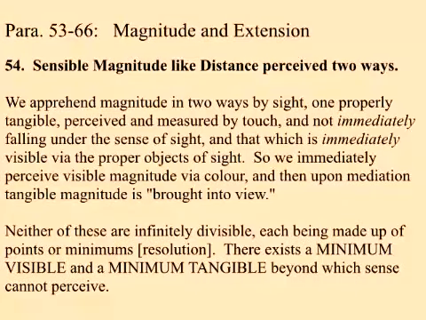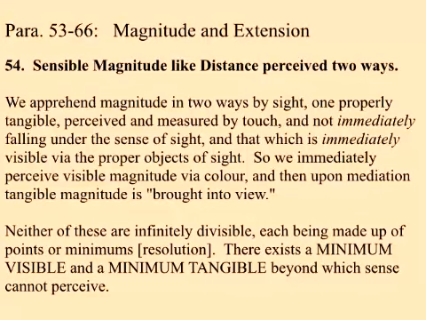So according to Berkeley, we apprehend magnitude in two ways by sight, following along with his previously established distinction between visible and tangible. One properly tangible, perceived and measured by touch, and not immediately falling under the sense of sight. And that which is immediately visible via proper objects of sight. So we immediately perceive visible magnitude via color, and then upon mediation, tangible magnitude is brought into view.